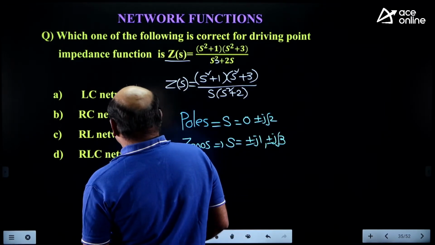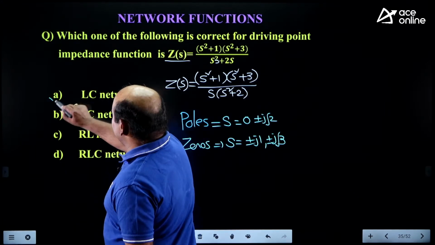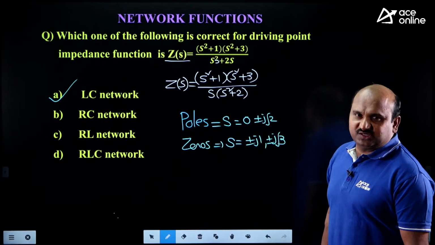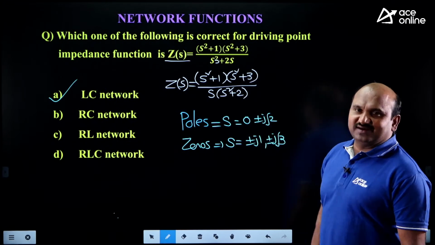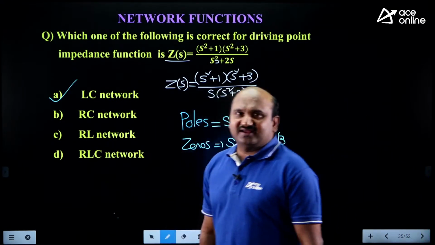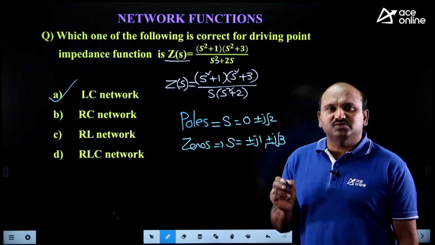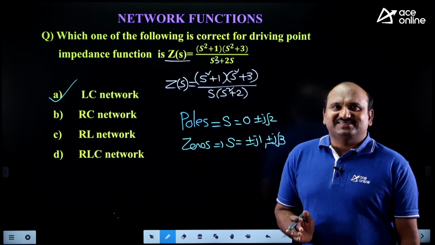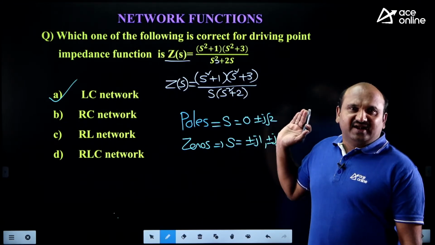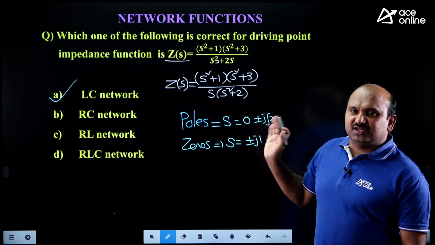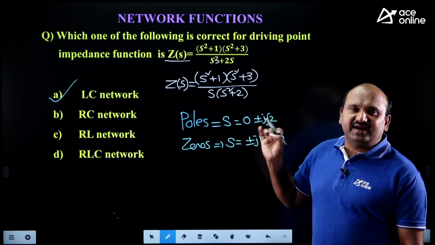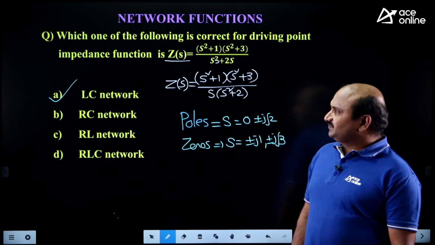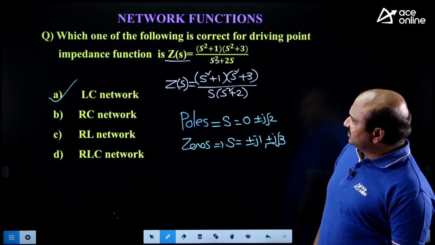This is what? LC network, no? Just now we have taken that. We have discussed this under the theory part. It is an LC network, because poles and zeros are alternate and lie only on the imaginary axis. That's why the network for this driving point impedance function has only L and C elements present. Okay. See the next one.